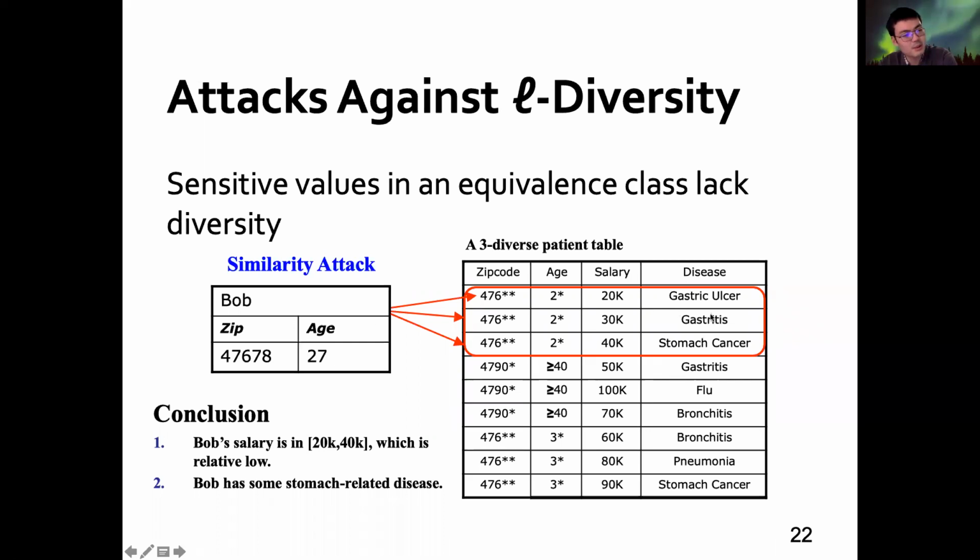Because we require them to have different values, but we don't care what values they are. And here, for example, Bob's attribute matches in this group. Even though they have 3 different diseases, we know that Bob has some stomach-related disease because all these 3 diseases are stomach-related. So we know some information about Bob's weak point. Another thing you can see is that other people have a high salary, and the salary of Bob is very low. Even though Bob's exact salary is not given, this range is very low. So even though you protect this 3 diversity, they belong to the same category, so you still can disclose something.